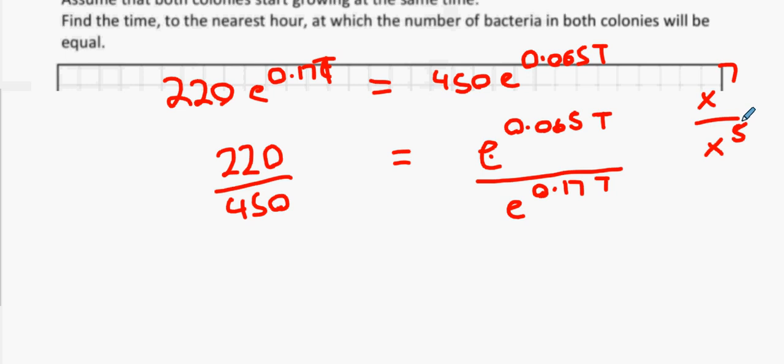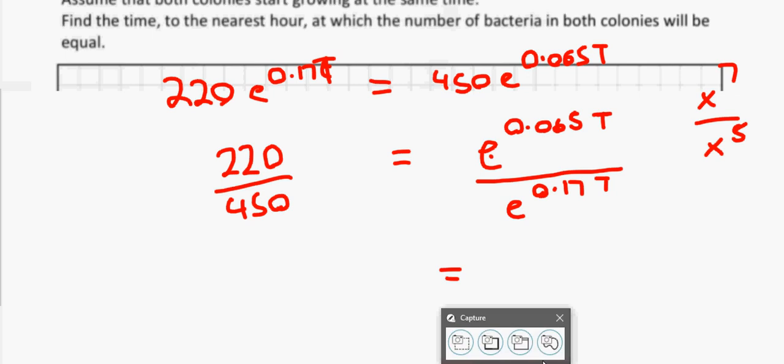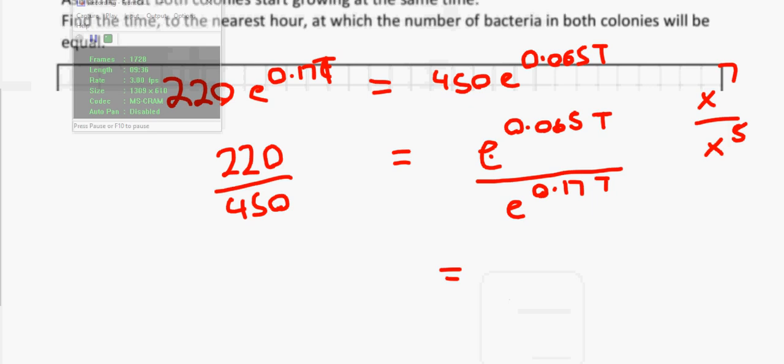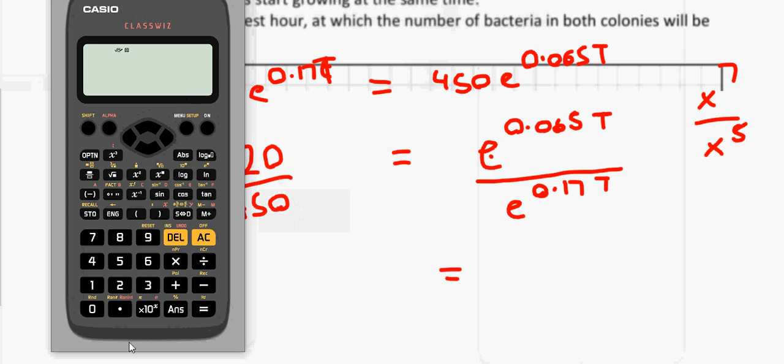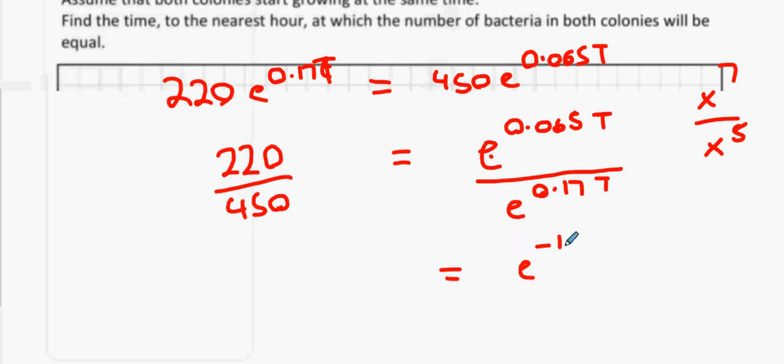X to the power of 2. Yeah? So what do we think here? What's one of them take away the other one? So what's 0.065 take away 0.17? Alright. So 0.065 take away 0.17 is, what's it, 21 over 200 or 105. Okay, that's 22 over 45. Everybody cool with that?